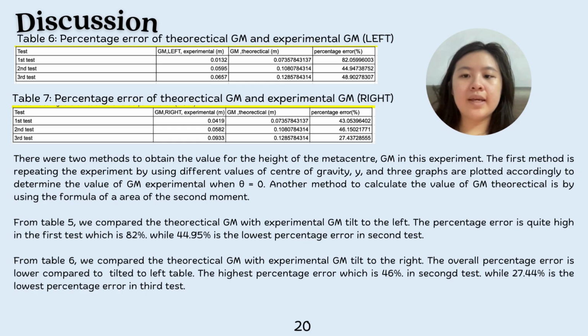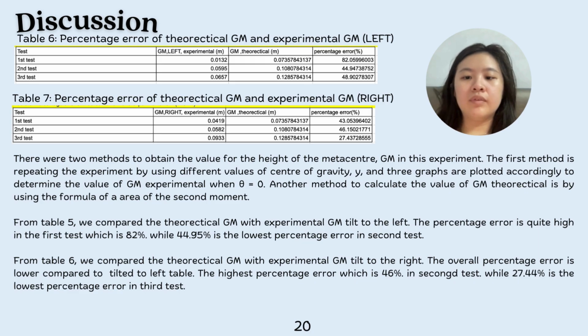On this page, we discuss the percentage error of the theoretical GM and the experimental GM. For the experimental GM, we have two values: one where we tilt it to the left and another where we tilt it to the right. We found that the percentage error for the left-hand side is higher than for the experimental GM tilted to the right.